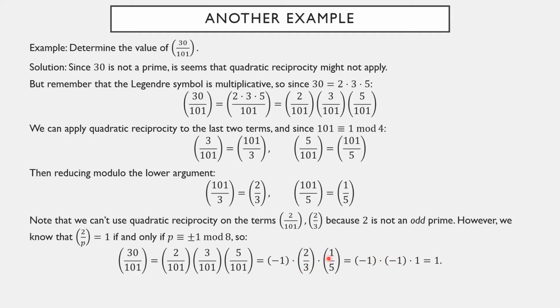And here I have the Legendre symbol for 1. Is 1 a quadratic residue mod 5? Of course it is, so that takes value 1. Overall, -1, -1, 1, the product is 1. So quadratic reciprocity has shown us that 30 is a quadratic residue modulo 101.